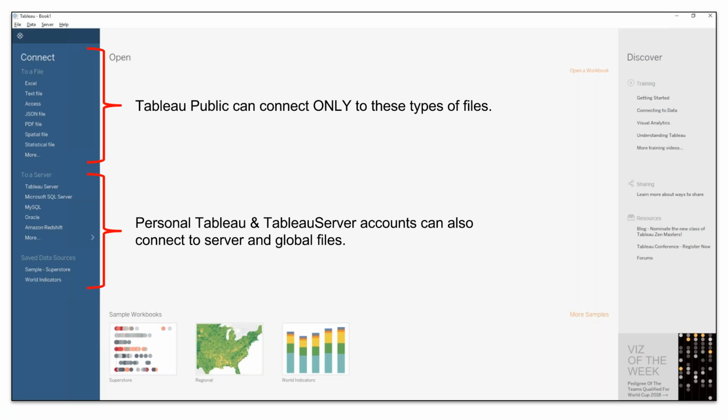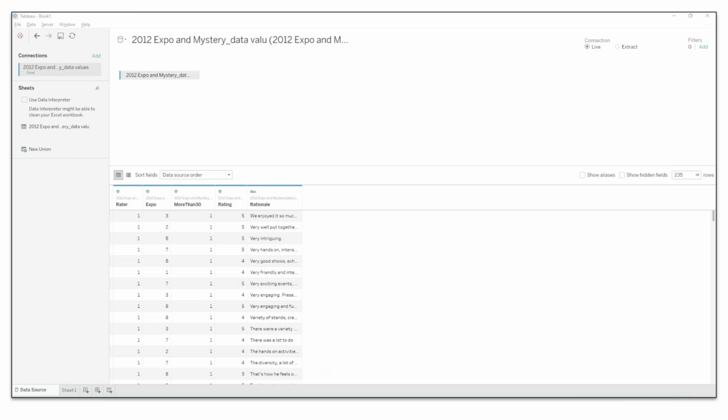This is what you see when you first open Tableau. The first step is to connect to data. This is the only thing that differs slightly. When I looked at Tableau Public versus my desktop Tableau, which is what this is a screenshot of, Tableau Public doesn't have that server option to access different kinds of data sources. I'm bringing in data from this 2012 Expo and Mystery data set.